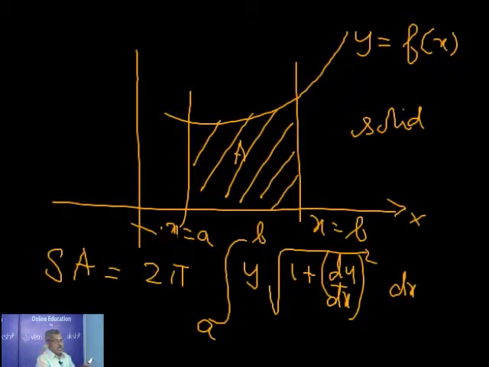If you rotate this area about x-axis, we use this formula. If we use x coordinates, we use this formula. We find dy by dx for the given curve. Substitute here, square it, add 1, take square root, multiply by y. Again, y can be taken from the equation of the curve. Integrate the whole function with respect to x, multiply by 2 pi. That gives surface area of the solid of revolution.